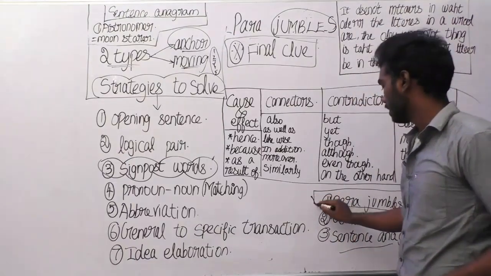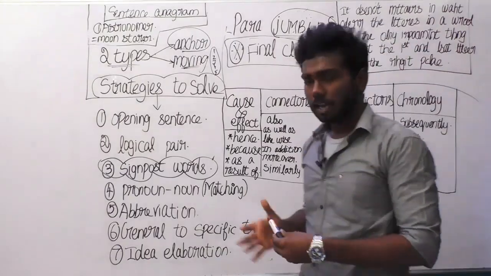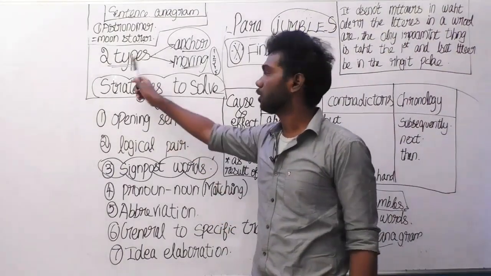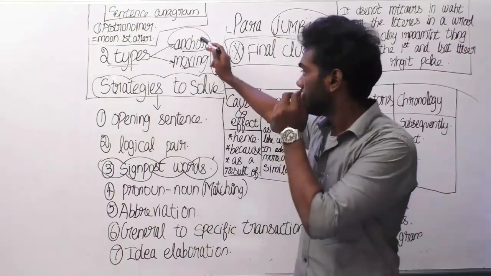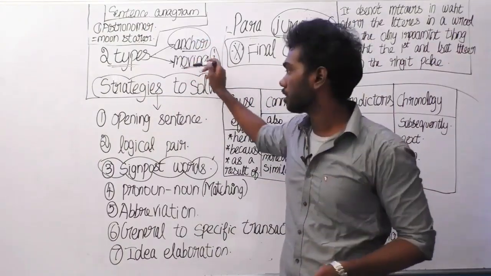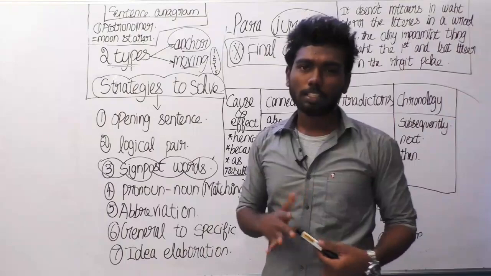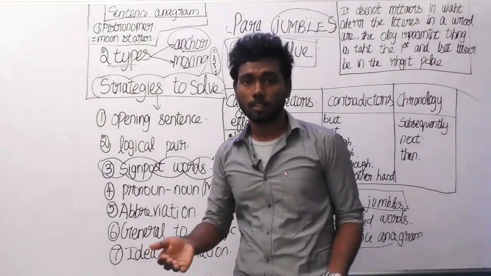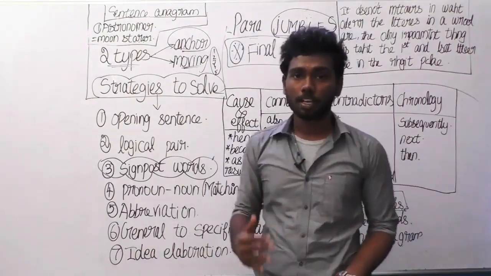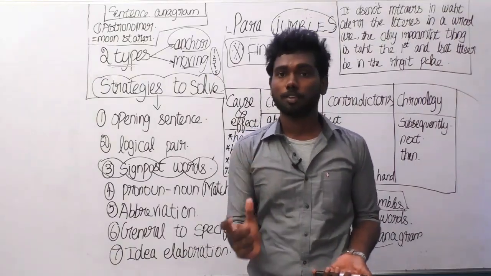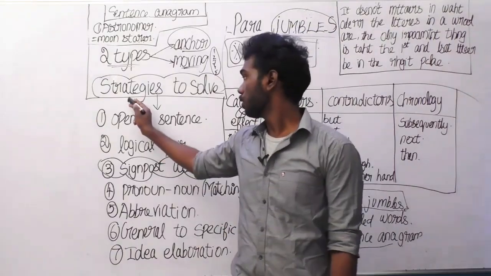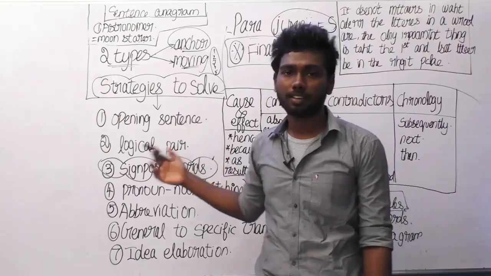Now we can get into the main topic, para-jumbles. I have already said the two types of para-jumbles. They are anchor para-jumbles and moving para-jumbles. So what is the objective of this class? The objective of this class is to make you solve para-jumble questions using a few strategies to solve the questions very easily.